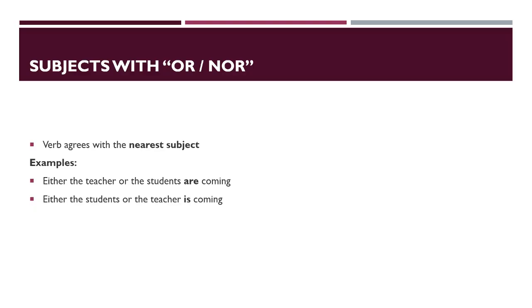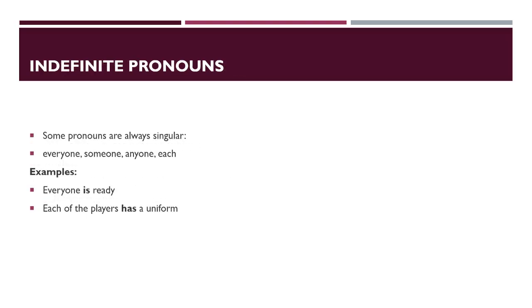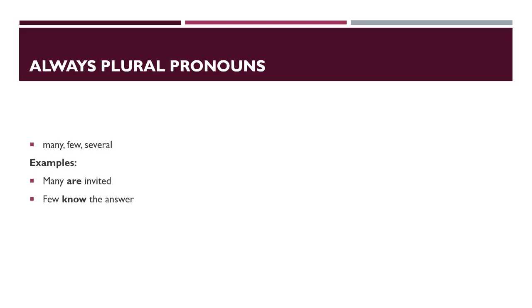Now about indefinite pronouns. Some pronouns like everyone, someone, and each are always singular. That means they always take singular verbs. For example, everyone is ready. And some pronouns are always plural. Words like many, few, and several take plural verbs. For example, many are invited.